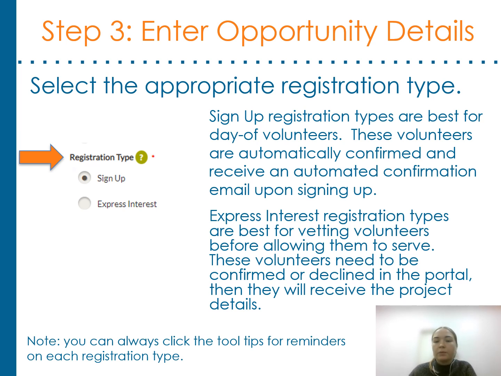But on the other hand, if you would prefer to screen the volunteers before allowing them to serve, then you would want to select the Express Interest registration type. This registration type is best for vetting volunteers before allowing them to serve. An important note to make about the Express Interest registration type is that volunteers that express interest need to be confirmed or declined by the organization in the portal. And if confirmed, then the volunteer is going to receive an email from Volunteer New York with the project details. But if you decline the volunteer, they will not be notified of this decision.